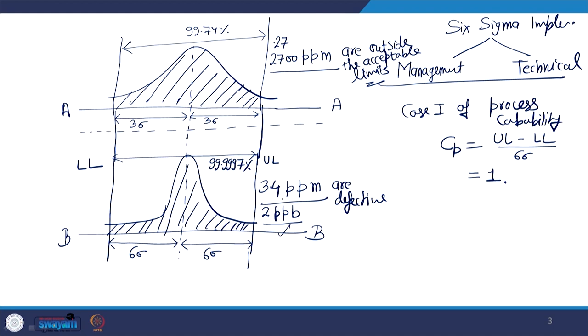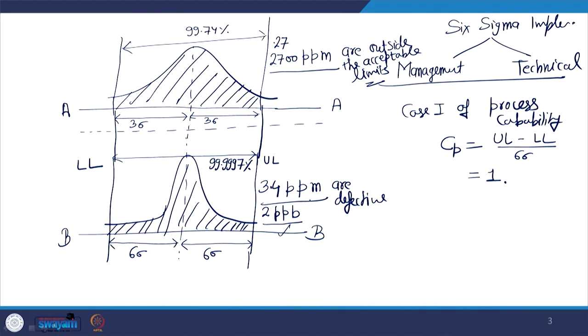I am able to improve my performance, and I am able to have the rejection of just 2 parts per billion. So even when you compare these two situations, you will see that Six Sigma is having 3.4 parts per million. If I am making 1 million cars, in this diagram AA, out of 1 million cars you may have 2700 defective cars. But in case your organization is a Six Sigma compliant organization, in 1 million you will have just 3.4 cars as defective, or out of 1 billion, you will have only 2 cars which are defective.